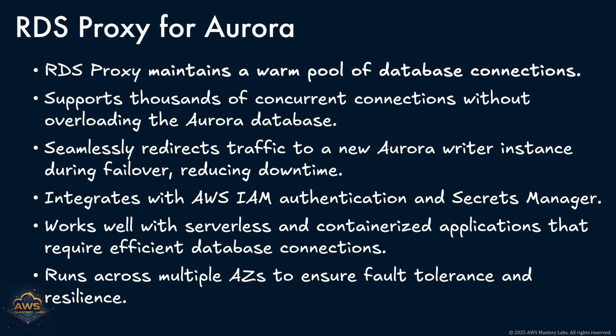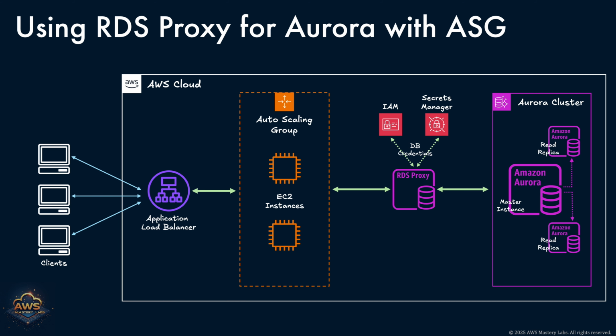In this architecture, we're looking at how Amazon RDS Proxy plays a critical role in managing database connections efficiently, especially in high concurrency environments. Clients initiate requests that are first routed through an application load balancer. The load balancer distributes traffic to an auto-scaling group of EC2 instances, your application tier that dynamically scales based on demand, instead of having each EC2 instance manage its own database connections, which can quickly overwhelm the Aurora cluster.